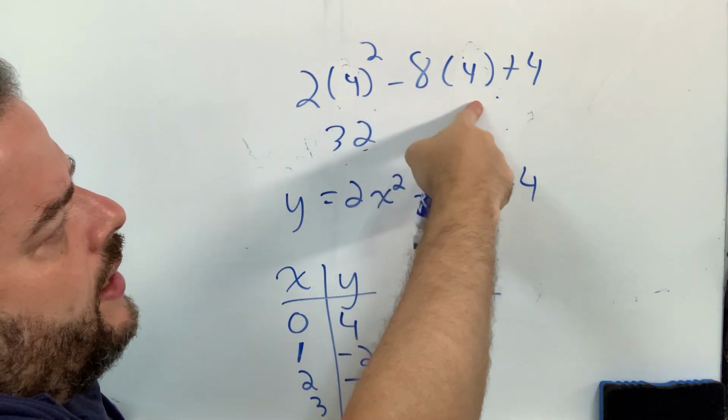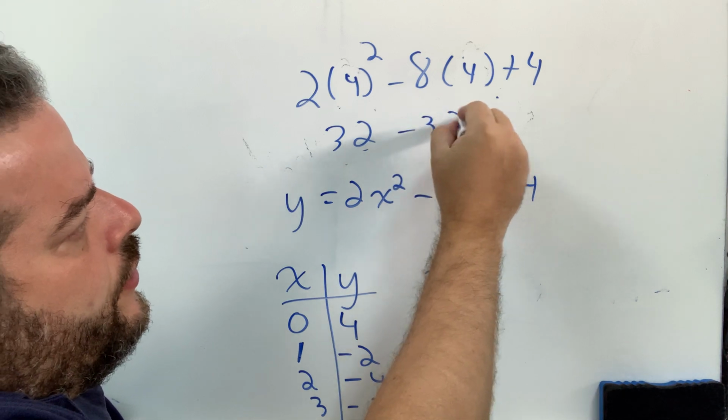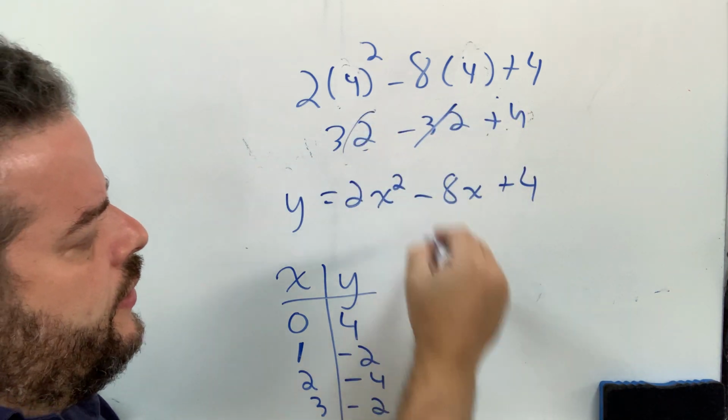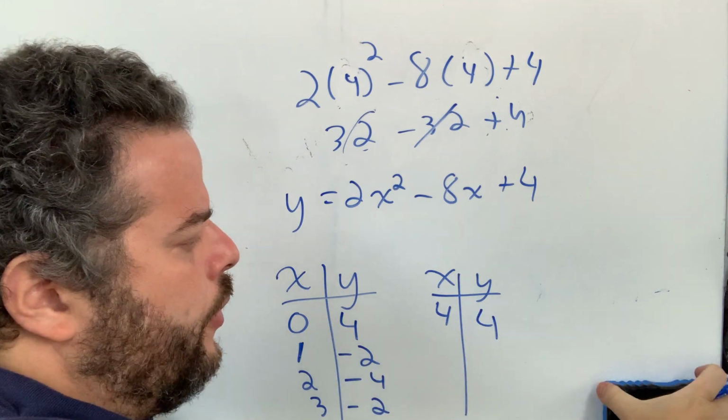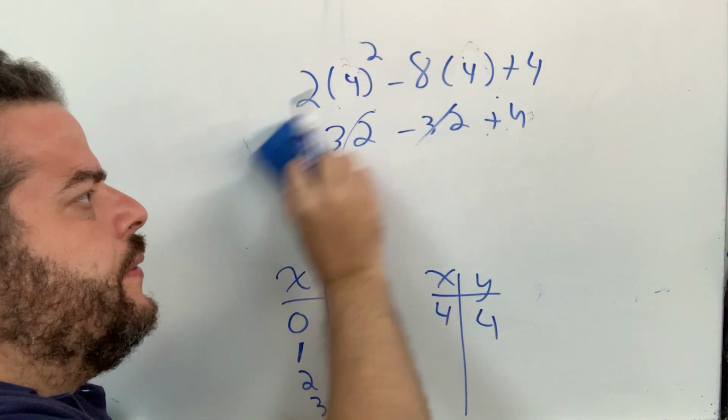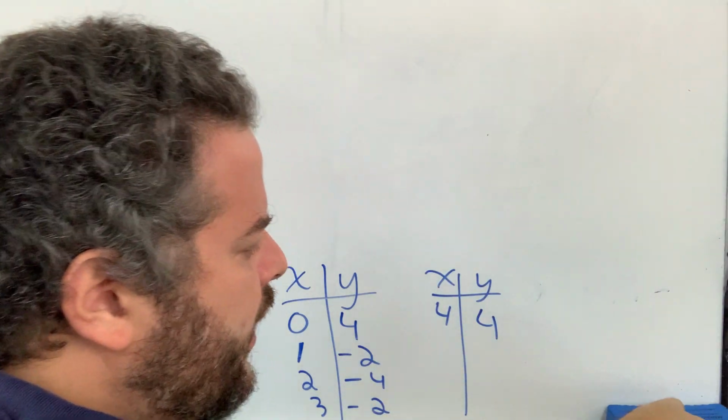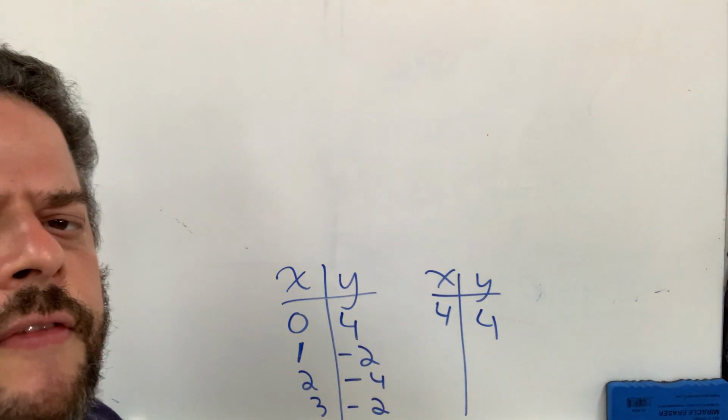Negative 8 times 4 is negative 32 plus 4. These cancel out. And when I do an input of 4, I get an output of 4. Now there's a couple of things we can see from this table of values.